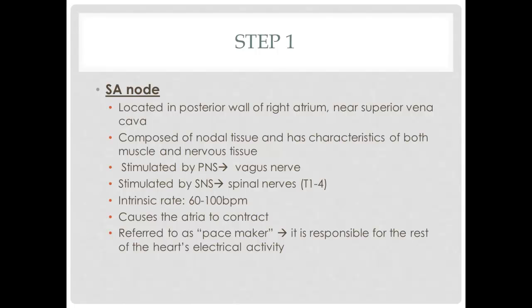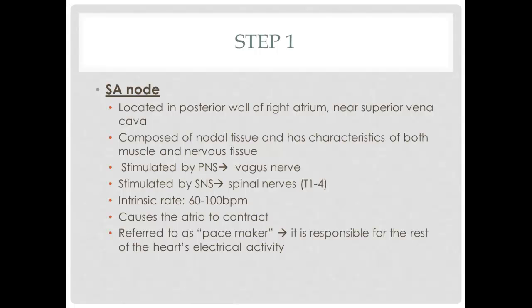Starting with step one, the SA node. It is located in the posterior wall of the right atrium near the superior vena cava, and it's composed of nodal tissue, which I mentioned before is the tissue that's capable of spontaneously depolarizing without influence from the autonomic nervous system, and it has characteristics of both muscle and nervous tissue.